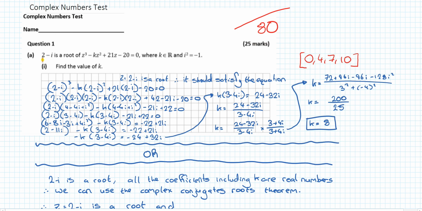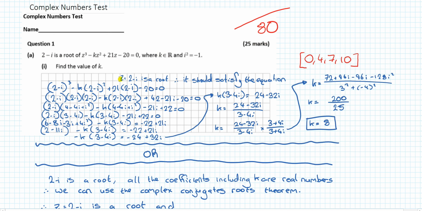2 minus i is a root of z cubed minus kz squared plus 21z minus 20 equal to 0, where k is an element of the real numbers. I'll touch on that in a minute, that k is an element of the real numbers. It wants us to find the value of k.